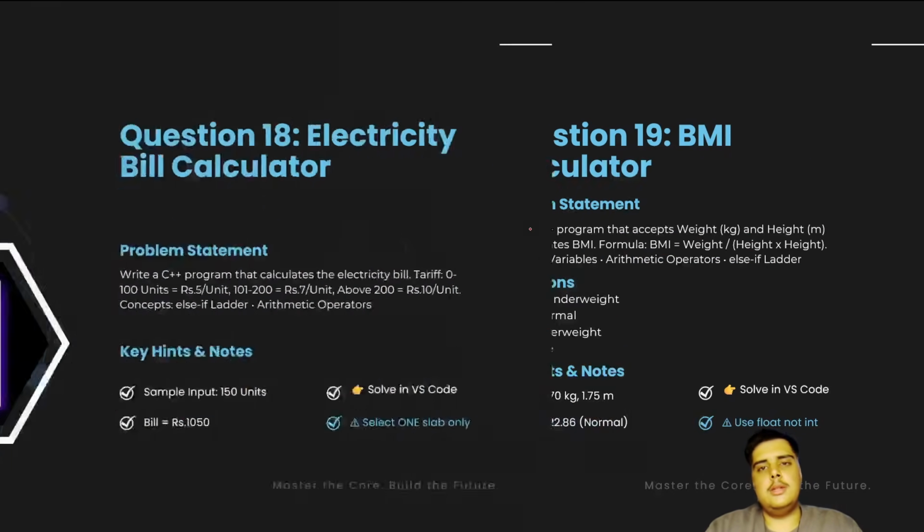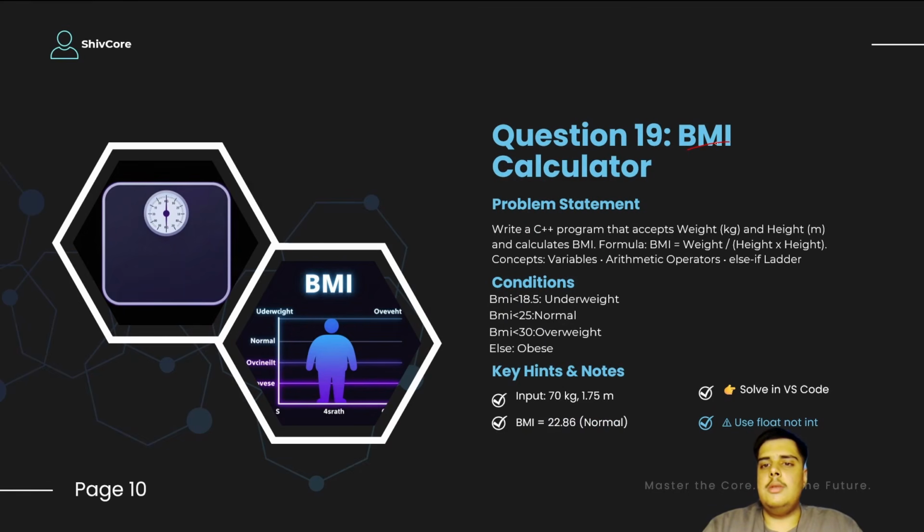So coming to the next question, which is to calculate BMI. So in this question we have to write a C++ program that accepts weight and height and calculates BMI. The formula of it is BMI, which is weight divided by height into height. And concepts used are variables, arithmetic operators and else if ladder. These are all 4 conditions. We will come back to it once again. And if input is 70 and 1.75, then the BMI should be this and return normal.